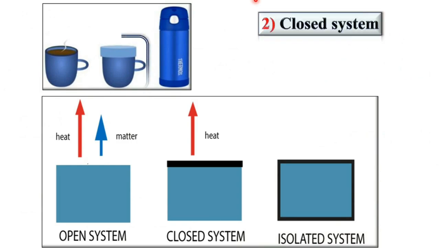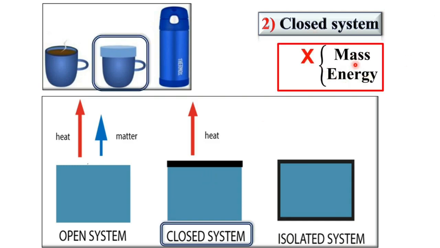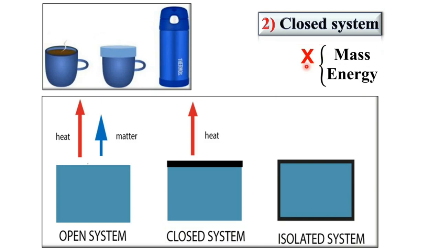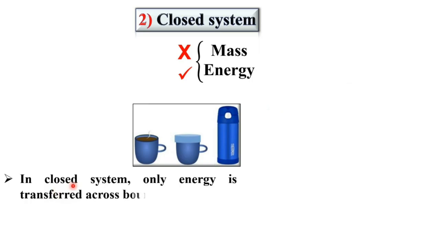Now next, second one, closed system. In this figure you can see the example of the closed system. This is the figure for the representation of a closed system. Here you can see only the heat is transferred from the system to surrounding and vice versa. So we can say in case of a closed system, mass is not transferred, only energy can transfer. So in a closed system, only energy is transferred across the boundary.